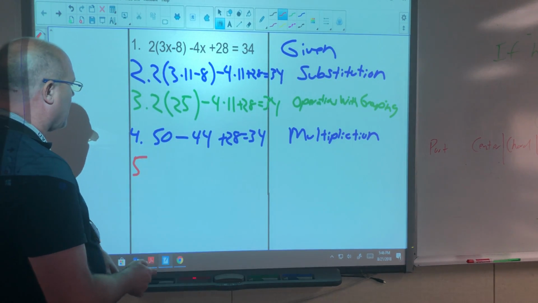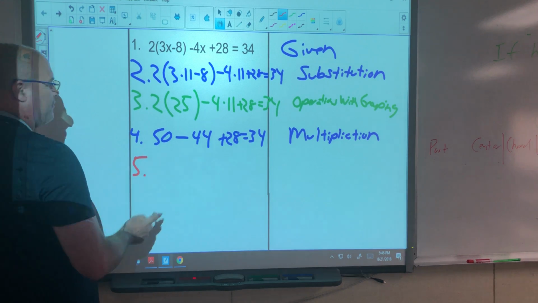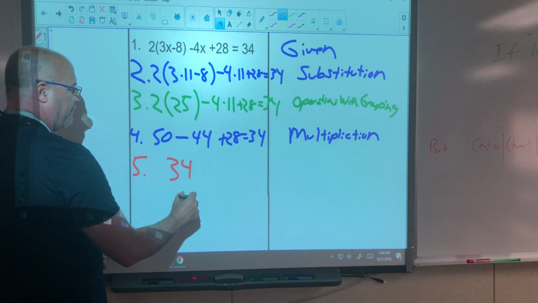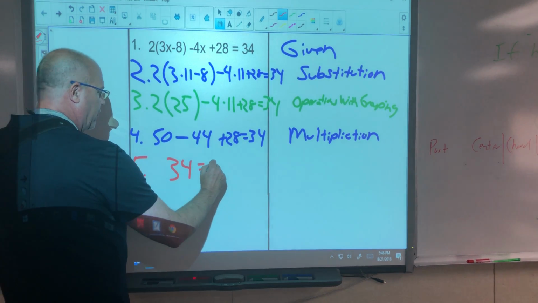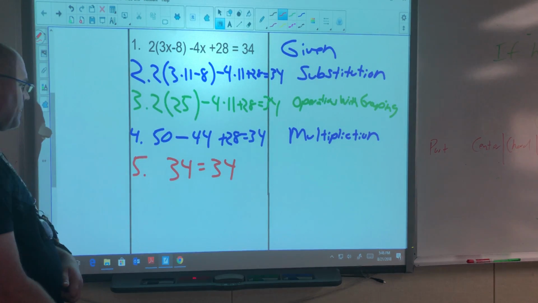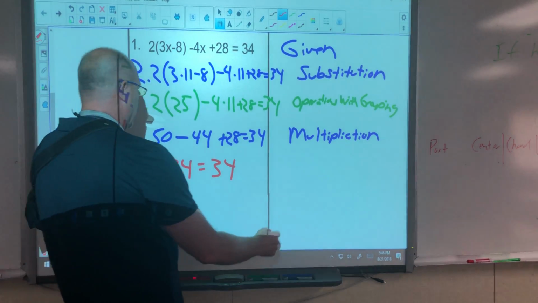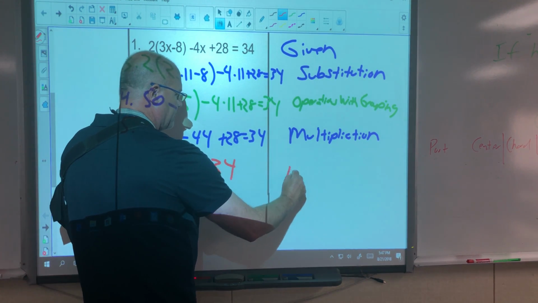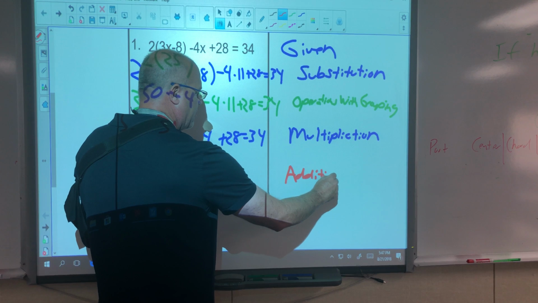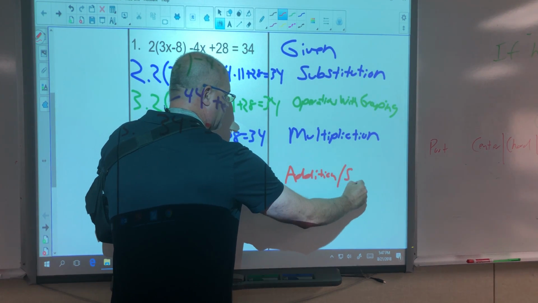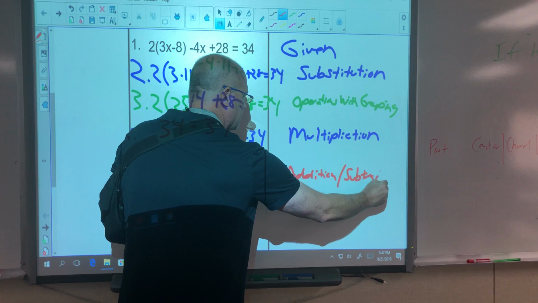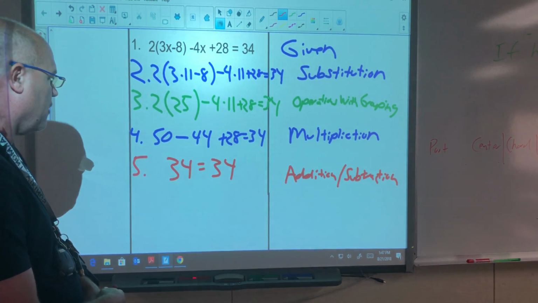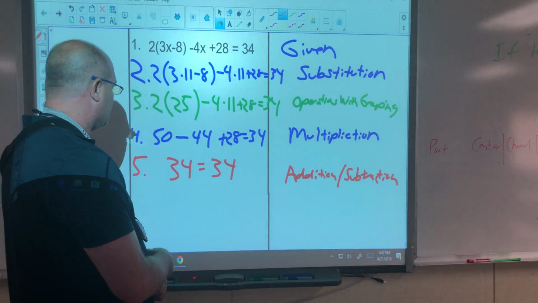Okay, so then our next step is going to be addition and subtraction. We work left to right, so we're going to get 50 minus 44 is 6. 6 plus 28 is 34 equals 34, right? And how do we get there? Addition slash subtraction. Again, not the addition property of equality, not the subtraction property of equality, just plain old adding and subtracting.